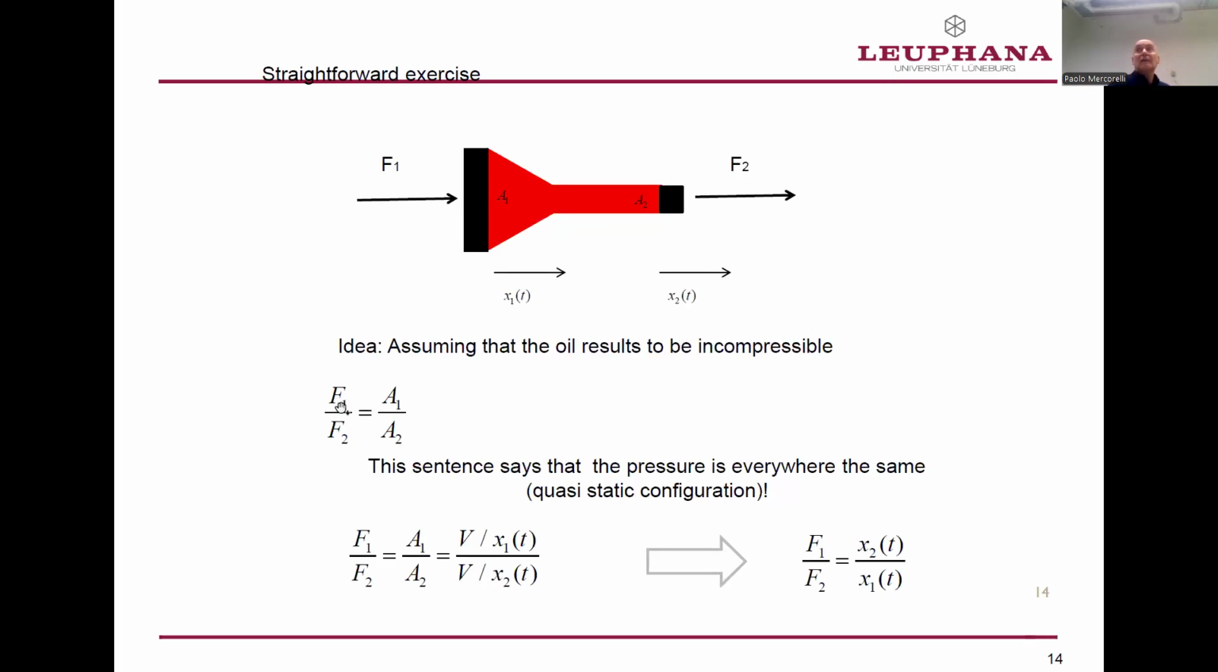F1, you can read this, F1 of t divided A1 equals F2 of t divided A2. It's written here. Is everywhere the same. In all points, in the edge, of course, it's not the same, but let me assume this. Of course, is this hypothesis not guaranteed?